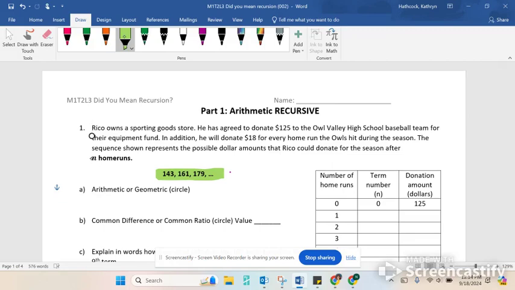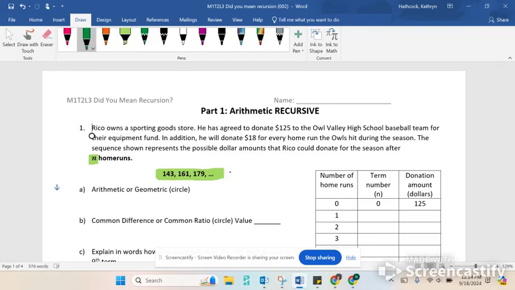But let's pause for a second. Let's come back to this. Why is that an n? So it says, the sequence shown represents the possible dollar amounts that Rico could donate for the season after n home runs. Why would they put an n there? Why wouldn't they put a number? Because they don't know the number yet. They don't know how many home runs they're going to get. So this is a variable on purpose. That variable is how many home runs they're going to be getting.